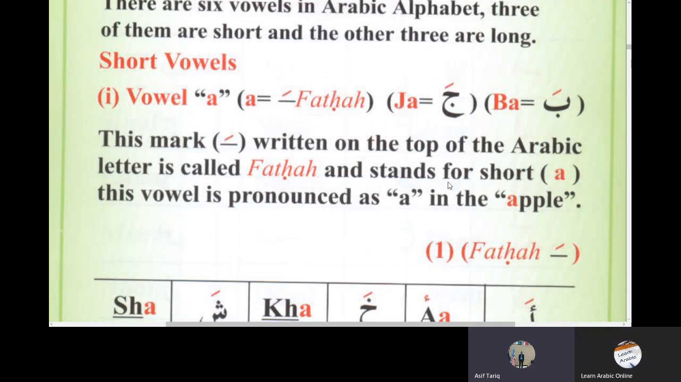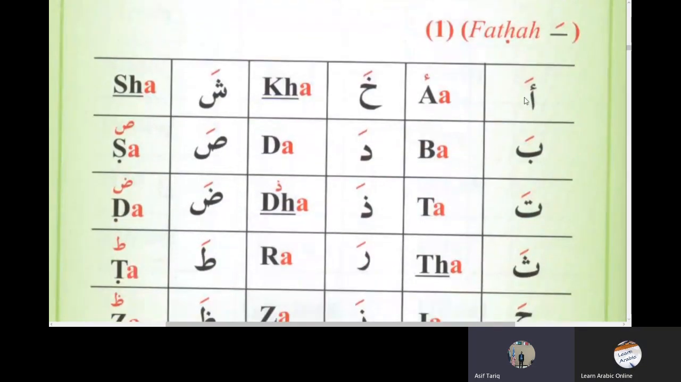This mark written on the top of the Arabic letter is called Fatha and stands for short A. This vowel is pronounced as A in apple. That's a Fatha. Alif. Just read the sound. Kha. Sha. Ba. Da. Sa. Ta. Da. Za.